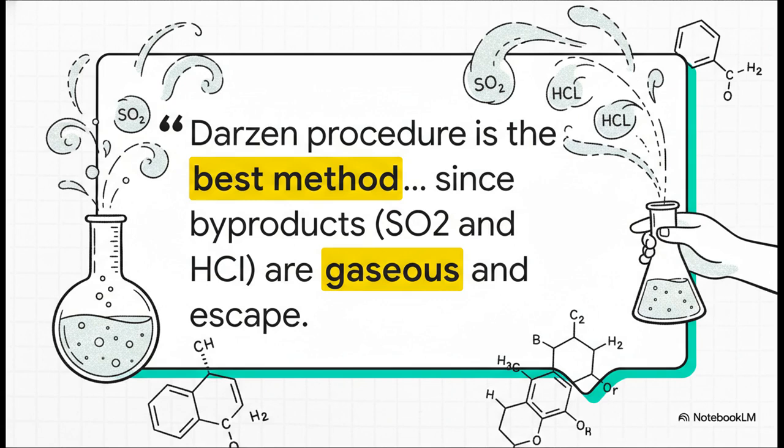It's considered the cleanest method because the byproducts, the stuff you don't want, are sulfur dioxide and hydrogen chloride. And guess what? They're both gases, so they literally just bubble away and escape from the reaction all on their own. This leaves you with a much, much purer product right from the get-go. I mean, talk about an elegant solution for chemical cleanup, right? The reaction cleans itself up.